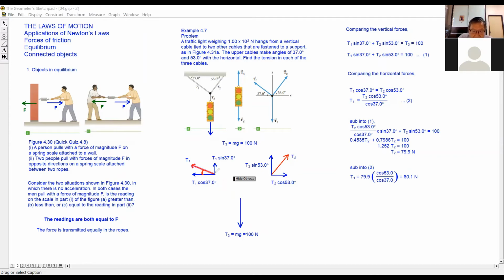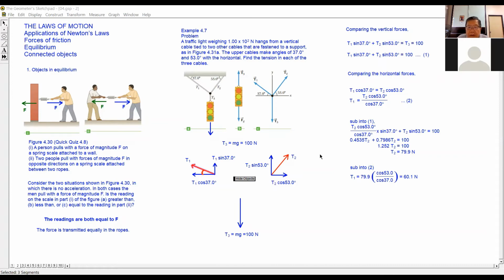If we look at the vertical component, it is not adjacent to the given angle. This one is the given angle. So if it is not adjacent to the given angle, this component is T1 sine 37 degrees.